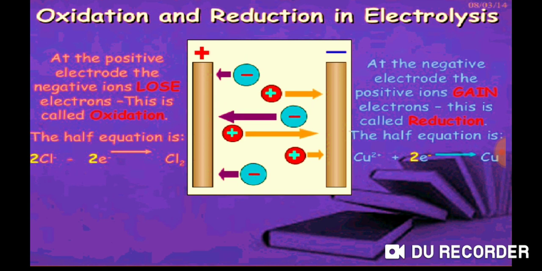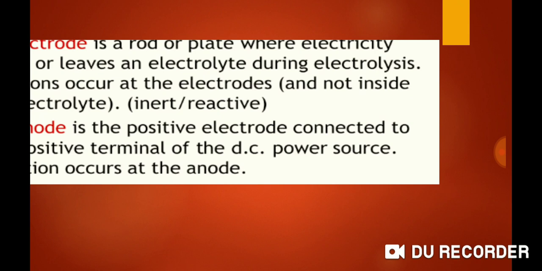Oxidation and reduction, both the processes take place in the electrolysis process. At the positive electrode, the negative ions lose electrons and get oxidized, hence the process is called oxidation. For example, 2Cl⁻ loses 2 electrons to form chlorine gas. Similarly, at the negative electrode, the positive ions move towards the negative electrode, gain electrons and get reduced. For example, Cu²⁺, that is the copper ion, gains 2 electrons and gets converted to copper metal.